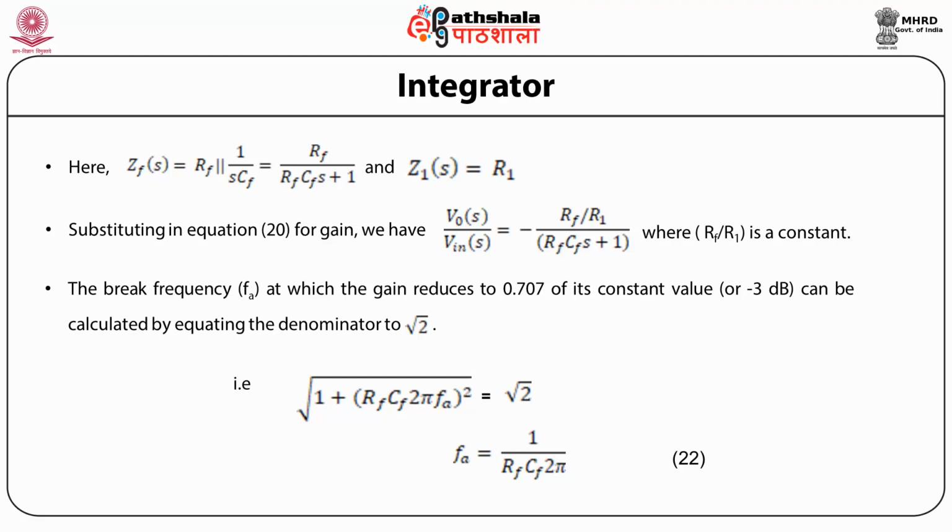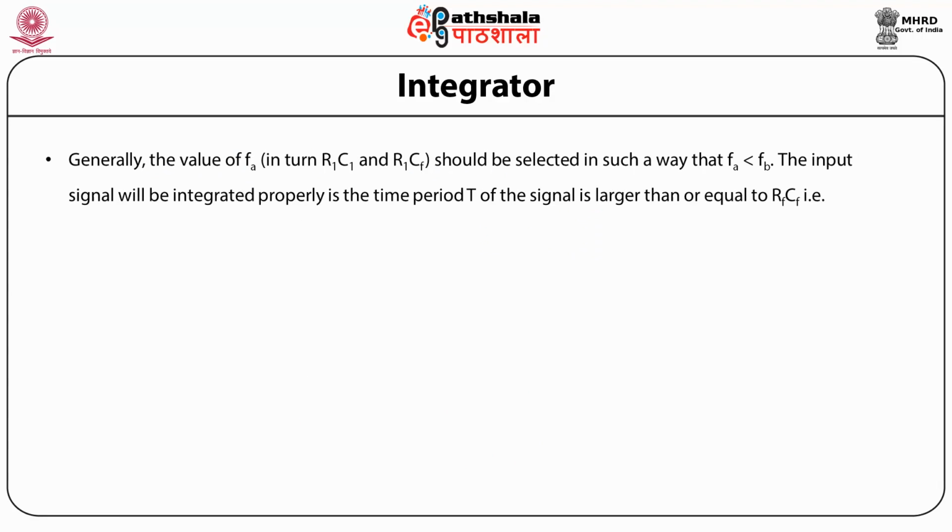Generally, the value of FA, in turn R1C1 and R1CF, should be selected in such a way that FA is less than FB. The input signal will be integrated properly if the time period T of the signal is larger than or equal to RF CF, that is, T should be greater than or equal to RF CF.